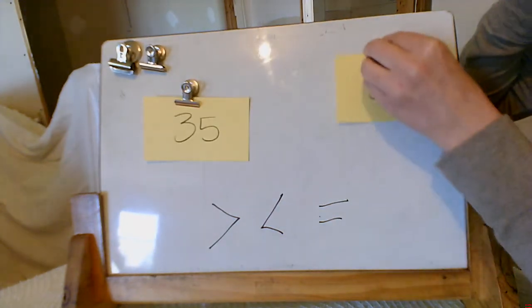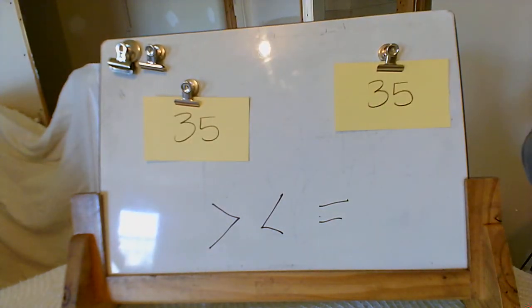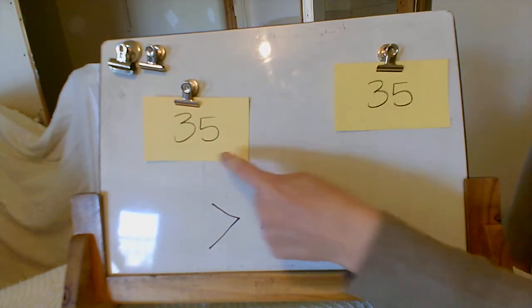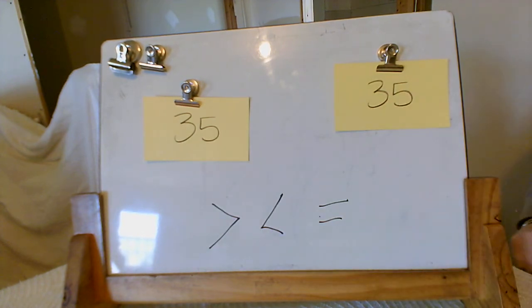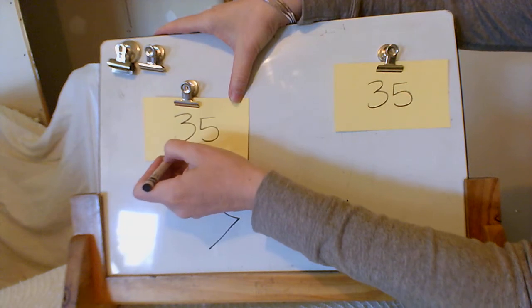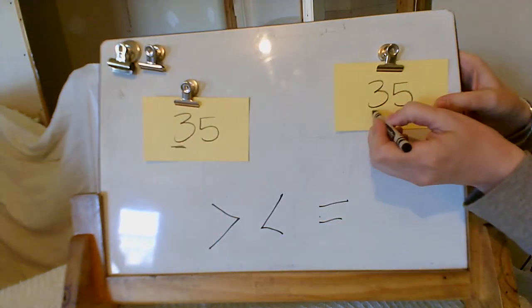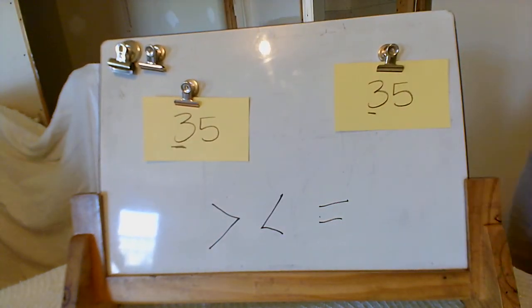Okay, let's look at these numbers. You should notice something right away. They both have digits in the ones and the tens. So let's look at the digit in the tens. This has 3 tens, which is 30.